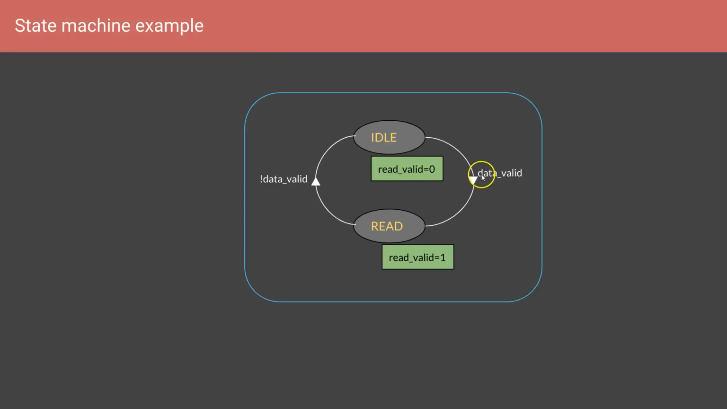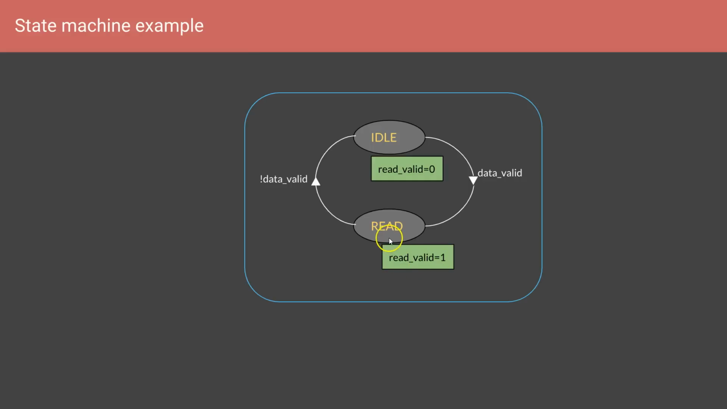Whenever the data valid signal is high, the state machine will change its state from idle to read. Whenever data valid is deasserted, the state will go back to idle. If the state machine is in the idle state, the output read valid will be 0, and if it is in the read state, the output read valid will be high.